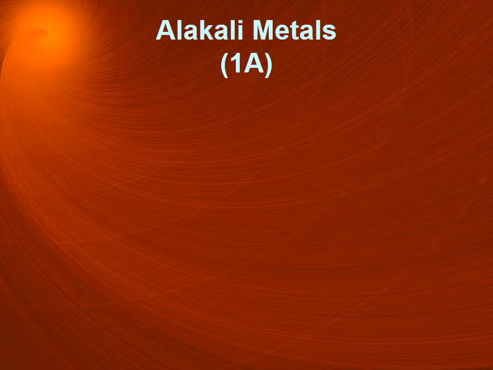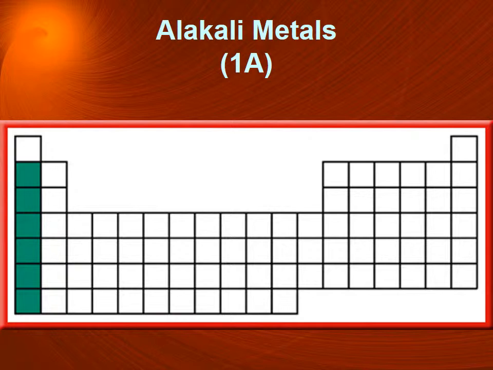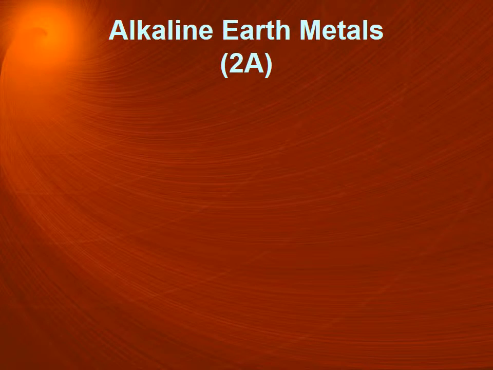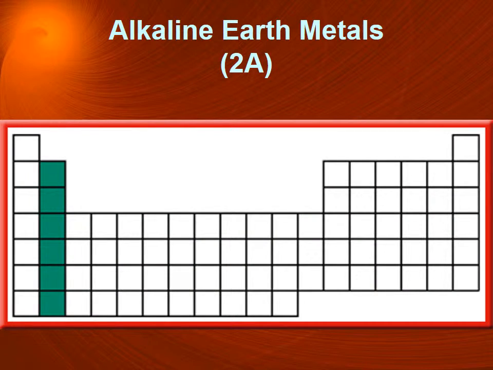Again, alkali metals, they're in group 1A. It's located here on the periodic table. These all react violently with water. Alkali earth metals, 2A, located here.